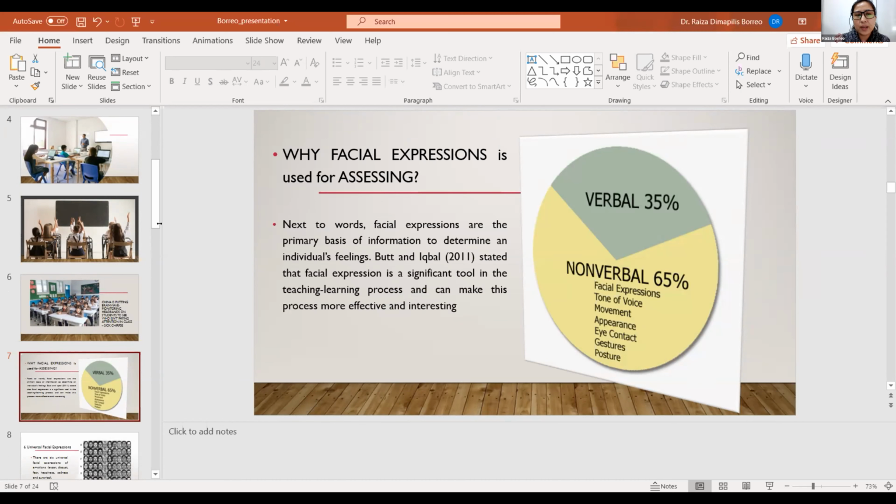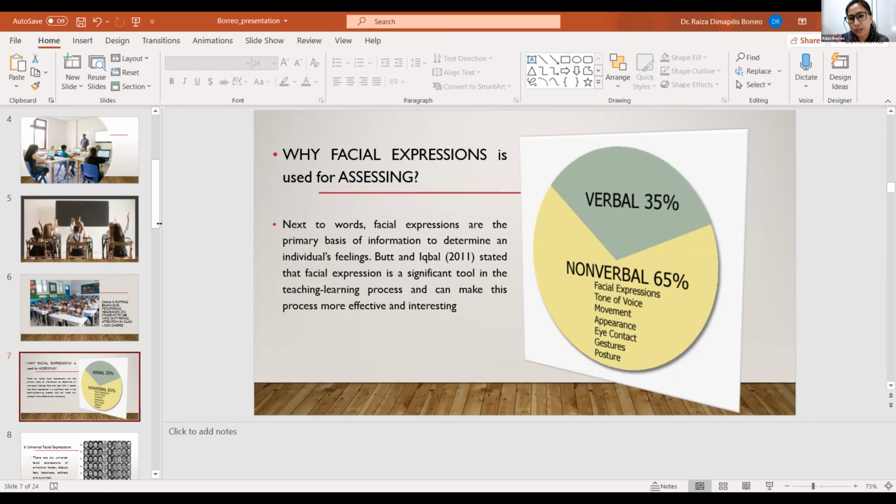There are two ways of communicating with other people. One is verbal and the other one is non-verbal. So next to words, facial expressions are actually the primary basis of information to determine an individual's feelings. So if you smile, then you're happy. As stated by Butt and Iqbal in their study, facial expression is a very significant tool in the teaching-learning process and can make this process more effective and interesting.